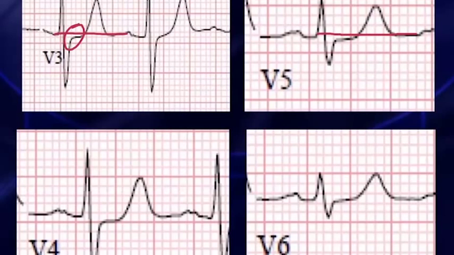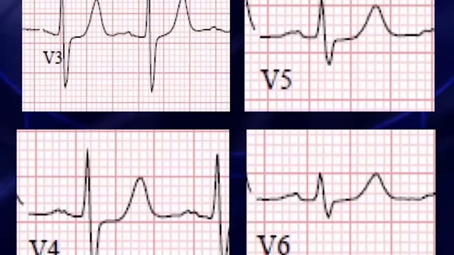So again, looking in really all of these leads, there's just a tiny, tiny bit of ST segment change. And when you blow it up, you can really appreciate it. The computer will not appreciate it. And oftentimes when you're working really quickly, you may not appreciate it, but you've got to take a really, really close look. Anyway, we get an old EKG on this patient.